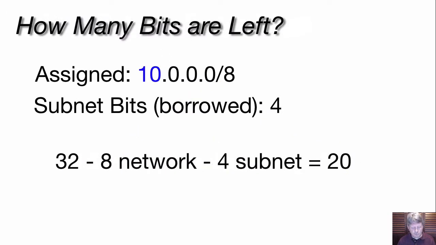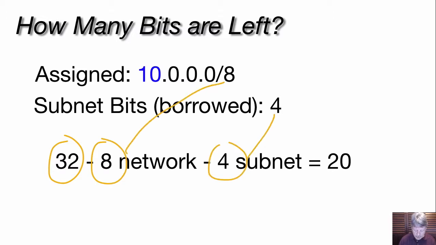How many bits are left over? Well, we take our 32, we subtract 8 that we use from our assigned network, we subtract the 4 subnet bits, and that leaves us with 20. That's how many each one of those regional admin teams are going to have available to do whatever they need to in order to satisfy their requirements in their particular area for their network.